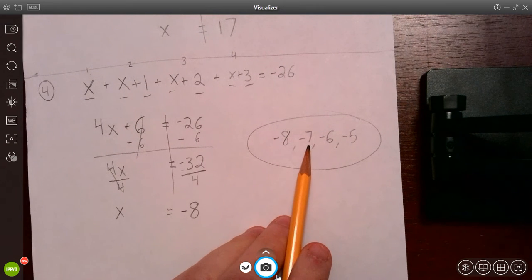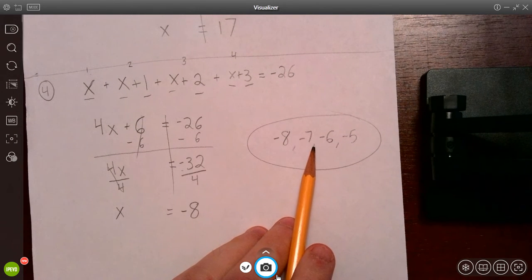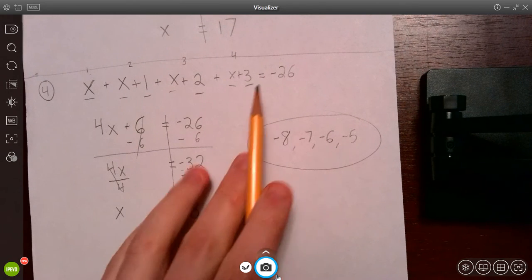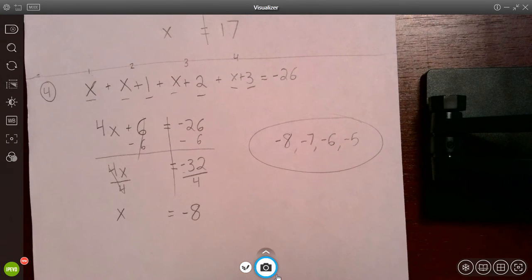Negative 8 and negative 7 is negative 15, plus negative 6 is negative 21, plus negative 5 is negative 26. So we did find the correct answer there as well.